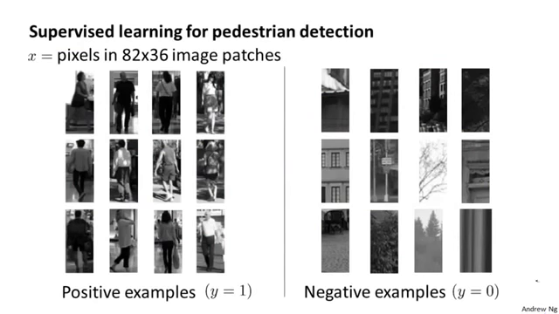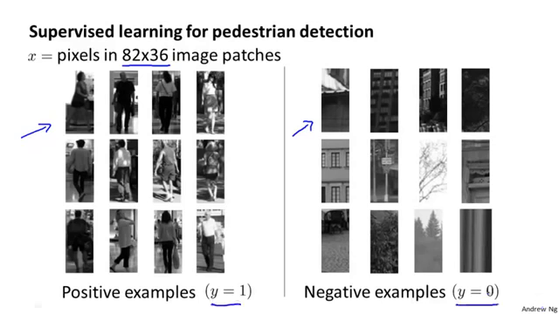Let's say that we decide to standardize on this sort of aspect ratio, 82 by 36. We could have chosen some rounded number like 80 by 40 or something, but 82 by 36 seems to work. What we would do is then go out and collect a large training set of positive and negative examples. So here are examples of 82 by 36 image patches that do contain pedestrians, and here are examples of images that do not.